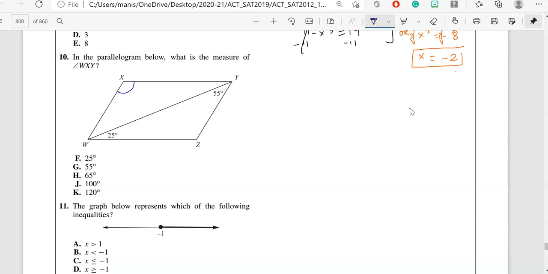So when I looked at the question over here in the diagram, I can see this is 25, this is 55. So it came to my mind, let me find this value. What will this value be? This value will be 180 degrees minus the sum of the other two angles. So when I do this, I am left with 100 degrees. Now since you know in a parallelogram opposite angles are equal, this is also 100 degrees. So choice J is the correct answer choice for this question.